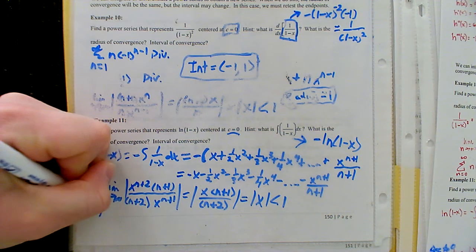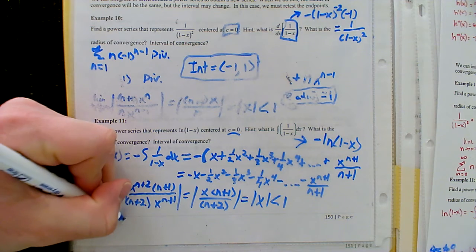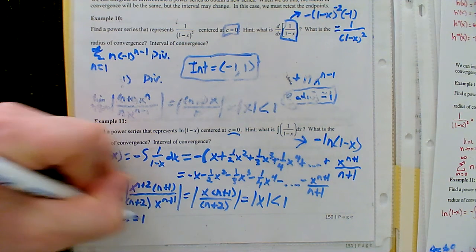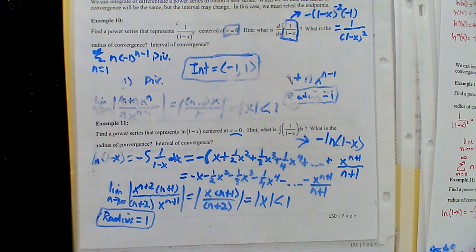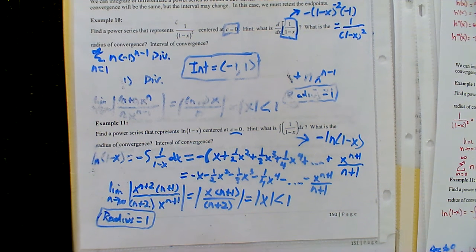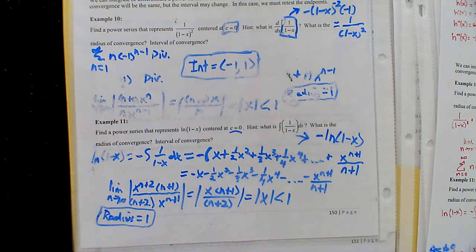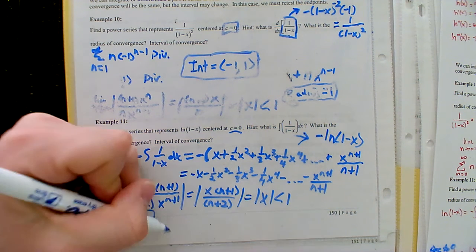So they are specifically asking for radius. So radius is equal to 1. Okay, so we found the radius. Let's look at our interval. We know we're centered at 0, so negative 1 to 1 again, but we need to check our endpoints.